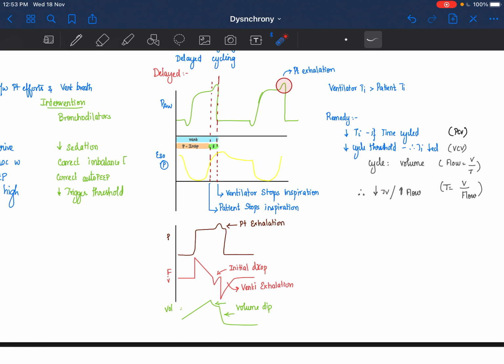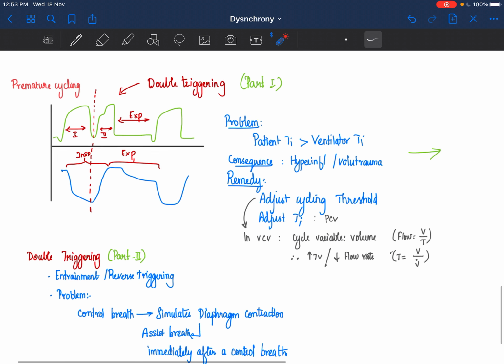Okay, so the delayed cycling problem is where the ventilator's inspiratory time is more than what the patient wants. So, you have to reduce the inspiratory time. If it's pressure controlled, you reduce the inspiratory time. If it's volume controlled, you decrease your tidal volume or increase flow.